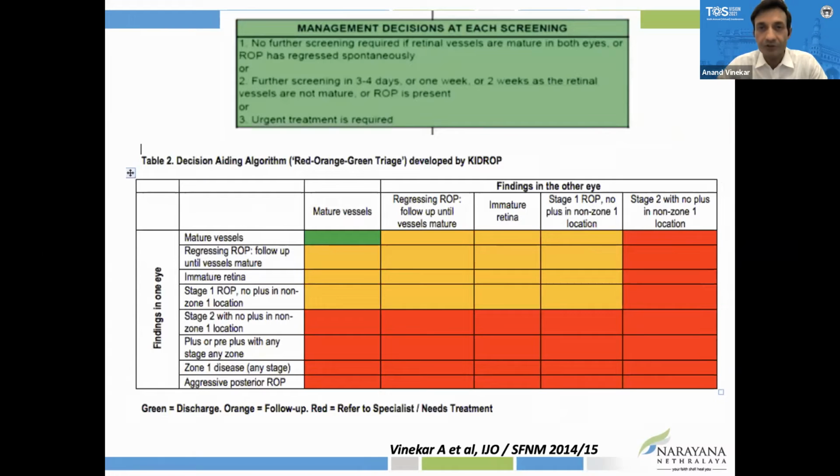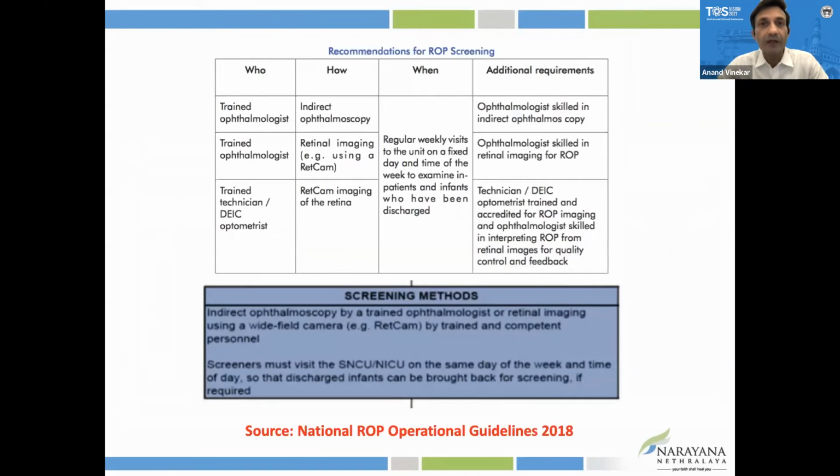Either this baby is mature, which means that the blood vessels have reached the ora, or it has some disease or immaturity for which you need to follow up, or it needs treatment. So it's actually fairly simple when you break it down. And India is probably the first country to actually allow wide field imaging as an alternative method of ROP screening.